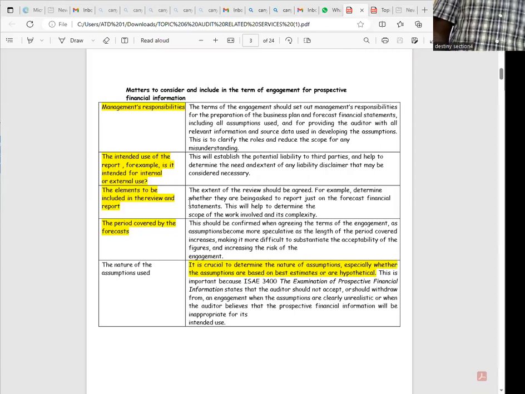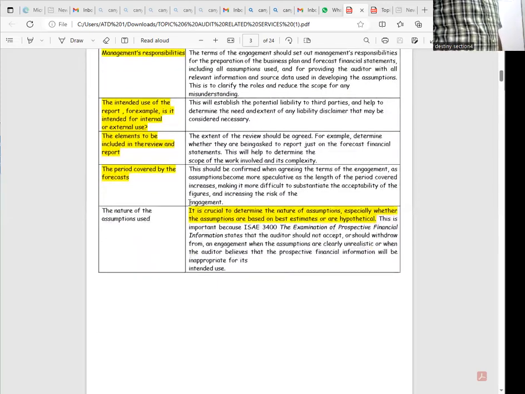The other elements to be included in the review and report: the extent of the review should be agreed. For example, determine whether they are being asked to report just on the forecast financial statements. This will help to determine the scope of the work involved and its complexity.